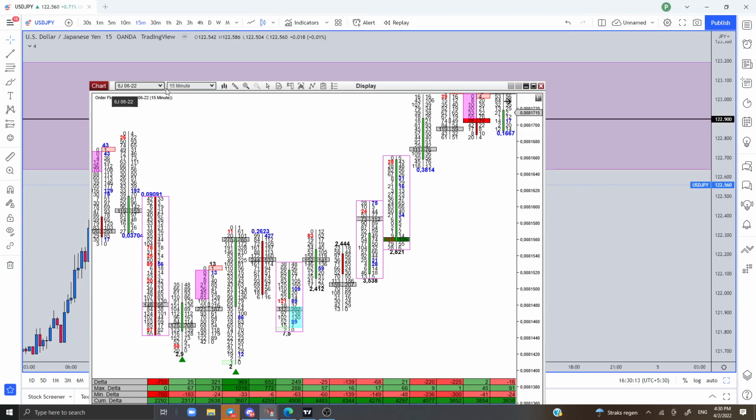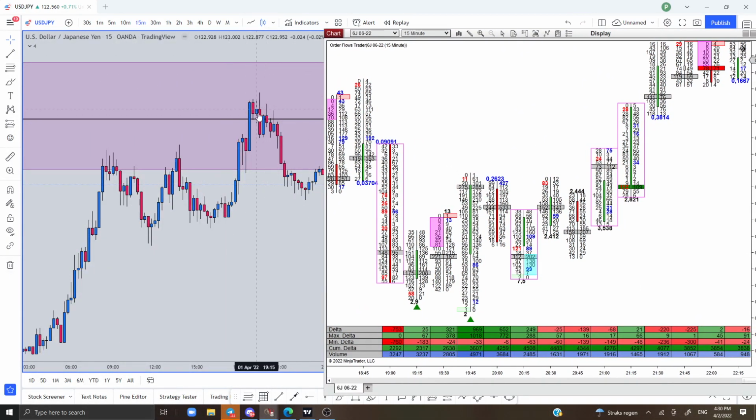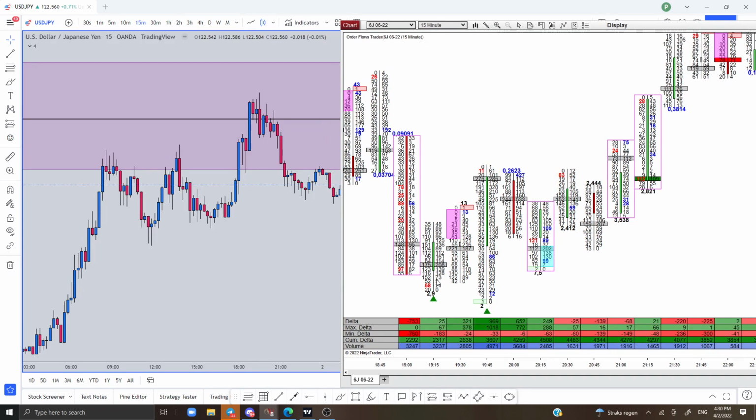I'm opening a 6J 15 minutes order flow footprint chart here, and you are seeing here the USD JPY 15 minutes price action chart. So what happened here? When 6J goes up, USD JPY comes down. 6J goes up, USD JPY comes down. So if we want to sell USD JPY, I have to start looking for a 6J buy setup in order flow footprint.